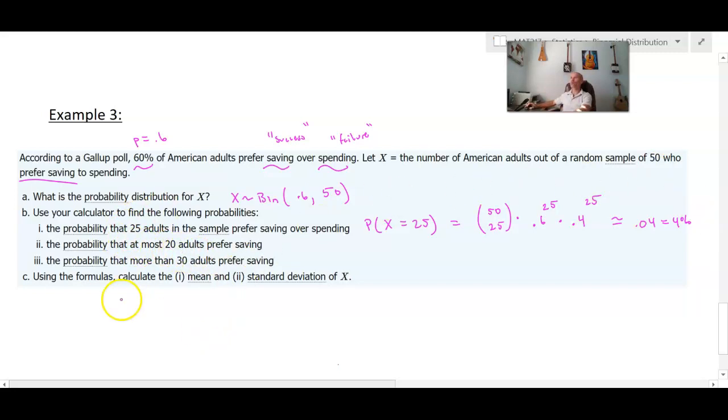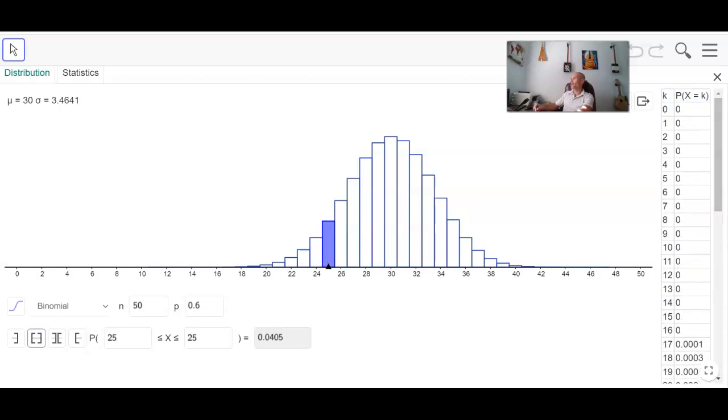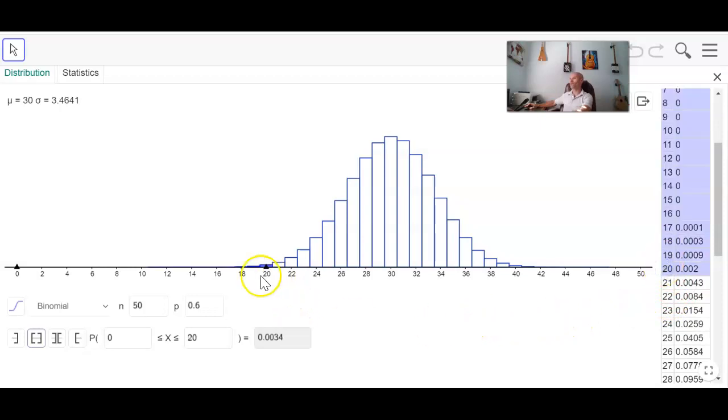The probability that at most 20 adults prefer saving, so at most means less than or equal to 20. Okay, so we'll come in here, and that could be 0 all the way up to 20 people. And you can see that this is a very, very small chance, because in 50 people, there's a 60% chance that they prefer saving. N times P means that on average, 30 people in a group of 50 should say they prefer saving to spending.